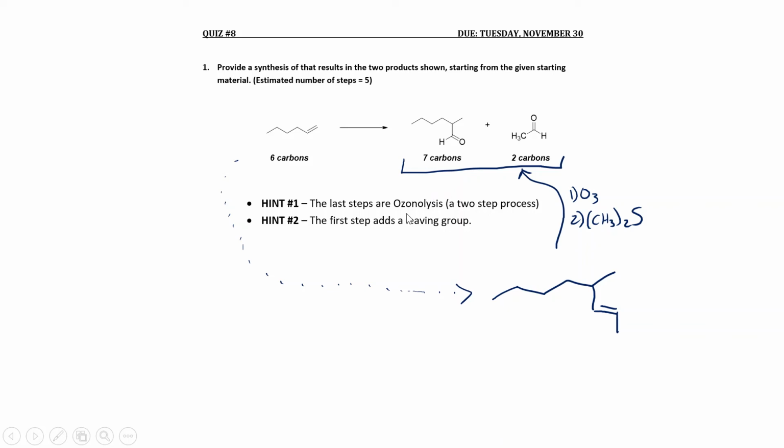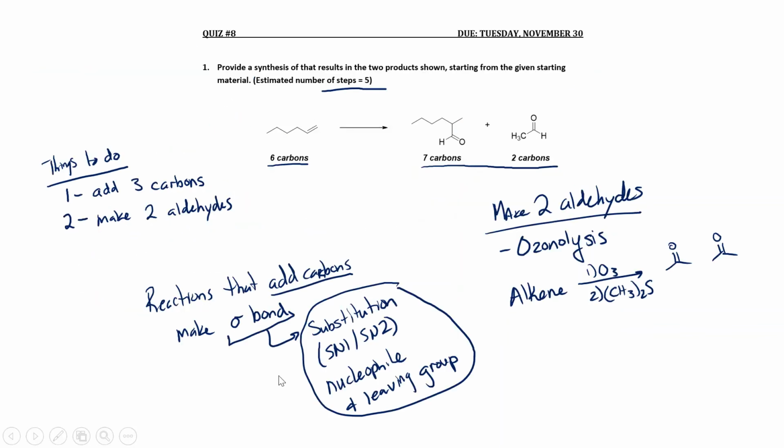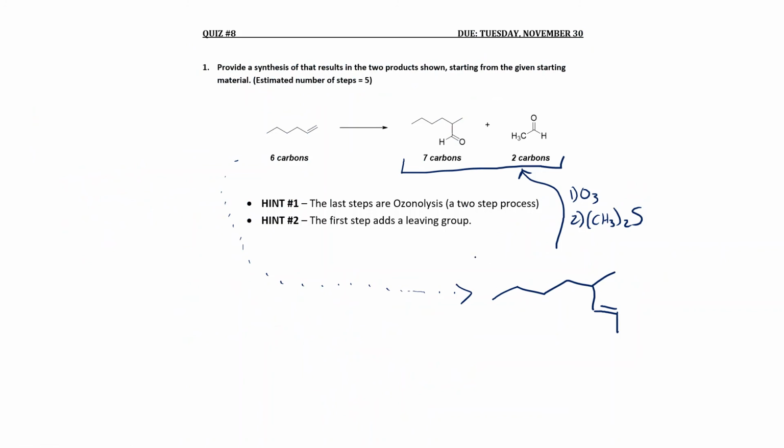Okay. Now the other hint that I gave you was that the first step adds a leaving group, and that goes back to the substitution, right? Because every substitution needs a nucleophile and a leaving group, and so the hint is that we're going to attach a leaving group to these 6 carbons, and then we're going to add in a nucleophile, and that's how we're going to add our carbons. Once again, you're going to want to number and label your carbons, right? So we got 6 carbons coming across here. Those most likely match up to these 6 carbons here, right?